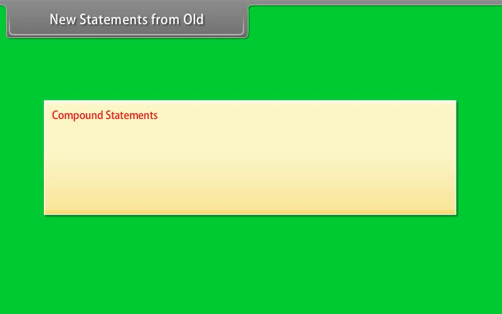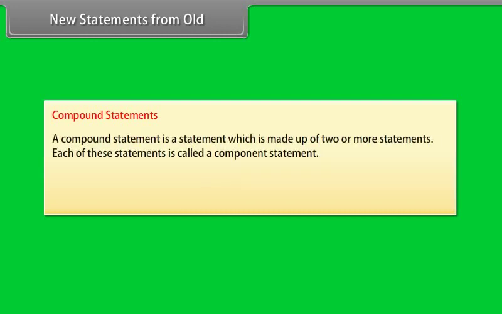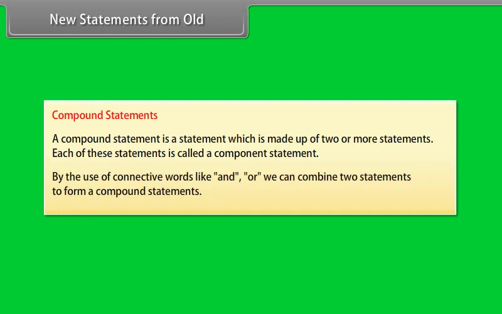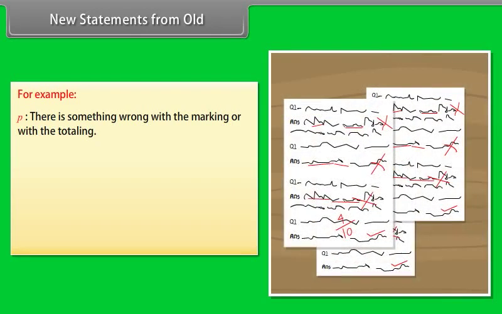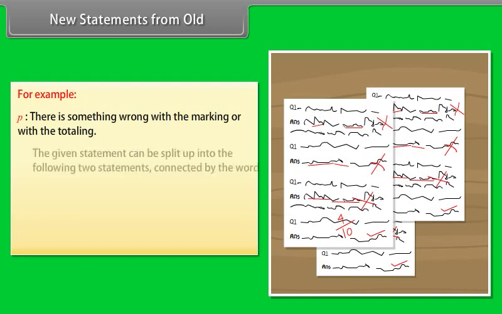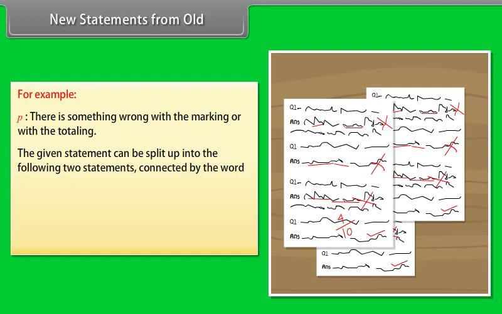Compound statements. A compound statement is a statement which is made up of two or more statements. Each of these statements is called a component statement. By the use of connective words like and, or, we can combine two statements to form a compound statement. For example, P is a statement that there is something wrong with the marking or with the totaling. The above statement tells us that there is something wrong in the marking by the examiner, or there is something wrong in the totaling. The given statement can be split up into the following two statements, connected by the word or.